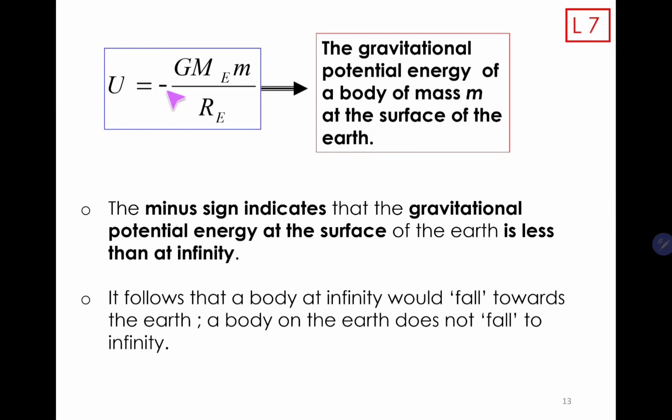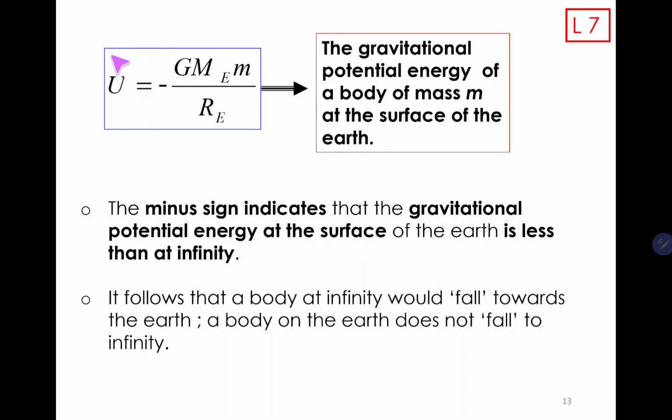So what does the negative sign mean here? The minus sign indicates that the gravitational potential energy at the surface of the Earth is less than at infinity. It follows that a body at infinity will fall towards the Earth. A body on the Earth does not fall to infinity. Anything just falls down, isn't it? It's just moving towards the planet. That is why we got the negative sign here. So this is the gravitational potential energy, where the symbol is U.